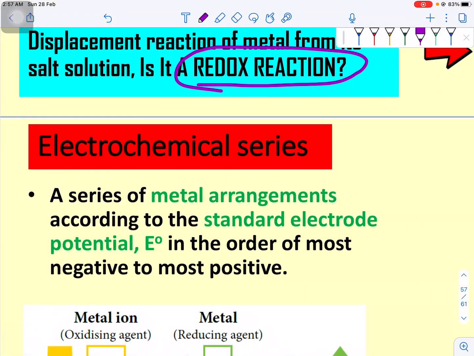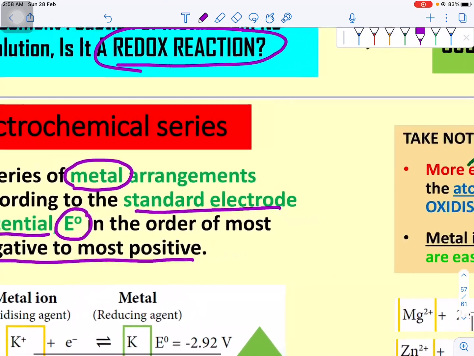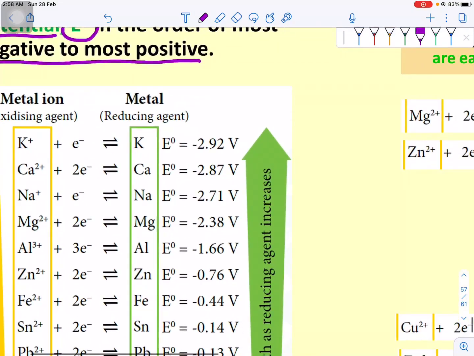Okay, so to answer that question, we have to know about the electrochemical series. What is the electrochemical series? The electrochemical series is a series of metals, where the metals are arranged according to the standard electrode potential, or what we call E node. How is the E node arranged? It is arranged according to value. It starts from negative and goes to more positive. Meaning that the negative is at the top. Negative first, then positive. Positive is at the bottom. That is the electrochemical series.